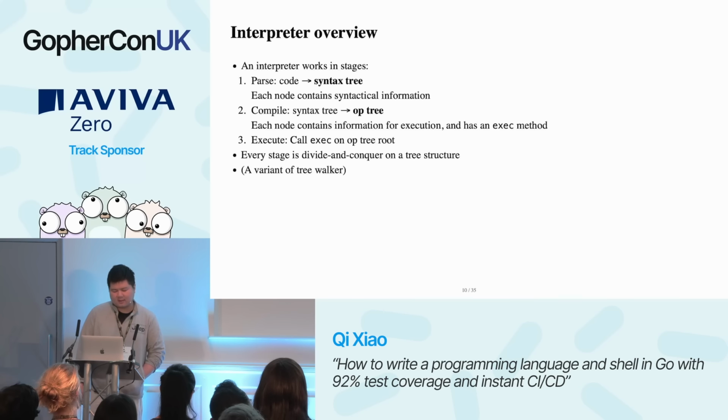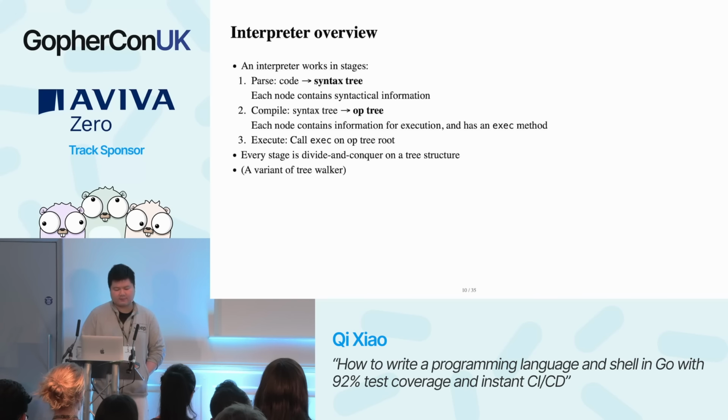So people talk a lot about compilers, compilation stages, but an interpreter also kind of works in stages. In the case of the Elvish interpreter, there are 3 stages. The first stage is parsing. It takes code, which is just a bunch of text, and turns that into a syntax tree. And the syntax tree is a tree where each node contains syntactical information.